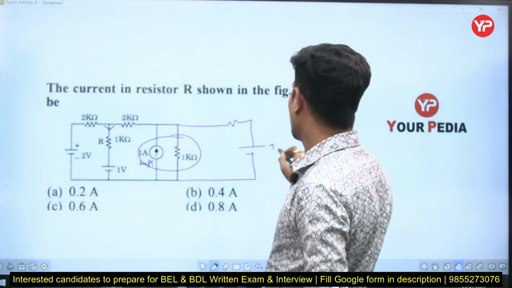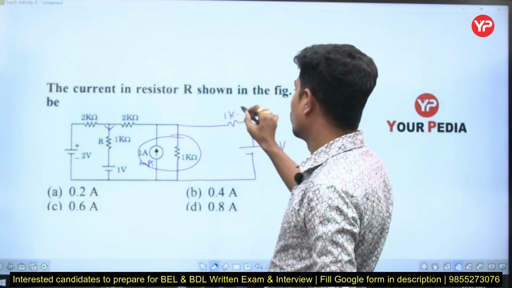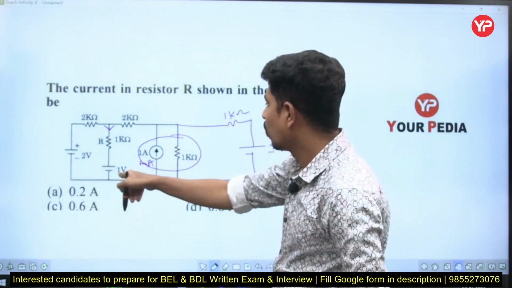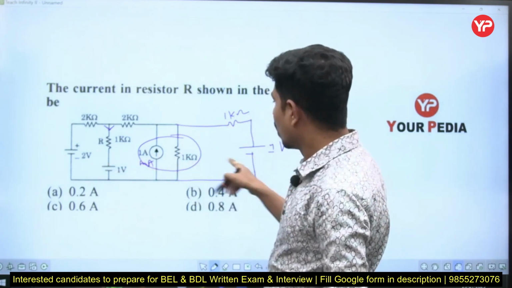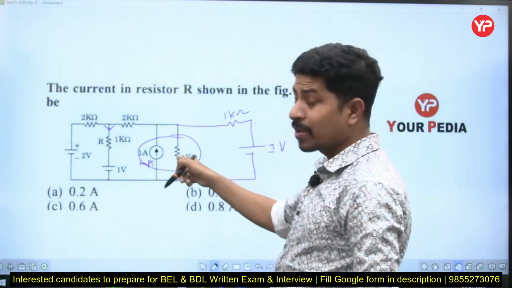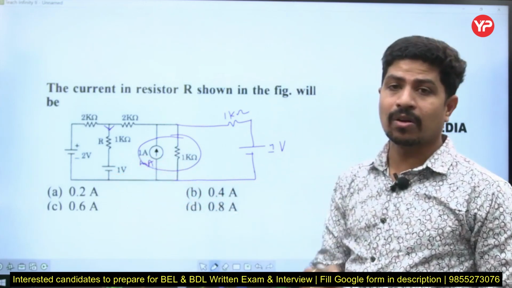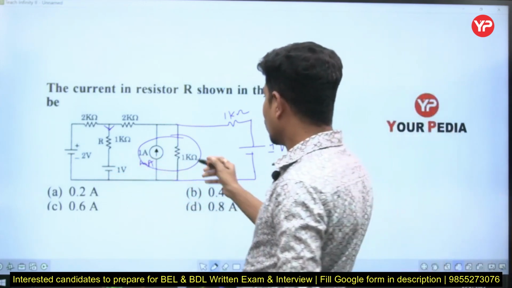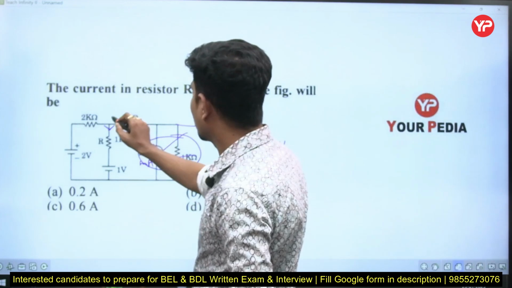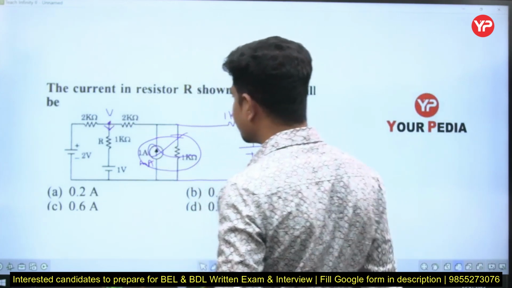Now this is 1 volt in series with 1 kilo ohm, remaining all are 2 volts, 1 volt, therefore this also should be 1 volt. If this is 1 milliampere, 1 milliampere into 1K will be, K and milli will get cancelled, you are left with 1 volt. Okay, now these two elements are not there. Now let me take this one as voltage V.